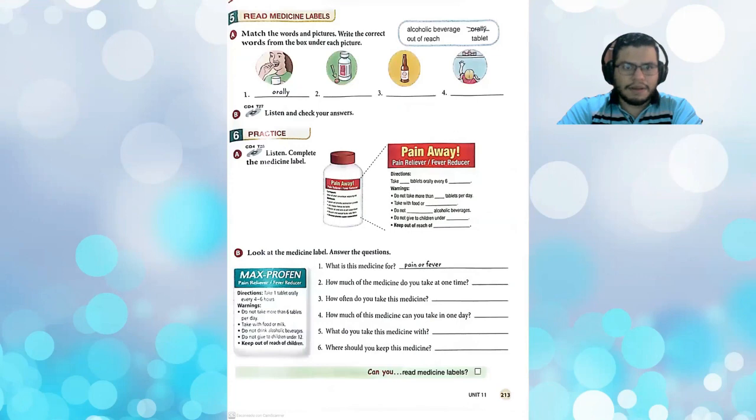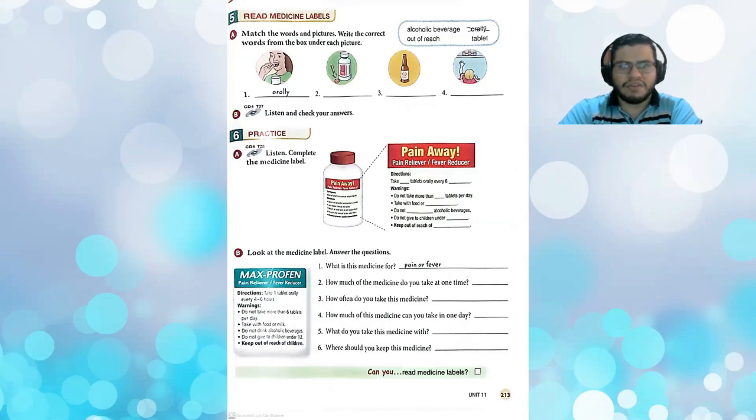Read medicine labels. Match the words in the pictures. Write the correct words from the box under each picture. For example, number 1, the pill is orally. Number 1, orally. Number 2, what do we have over here?